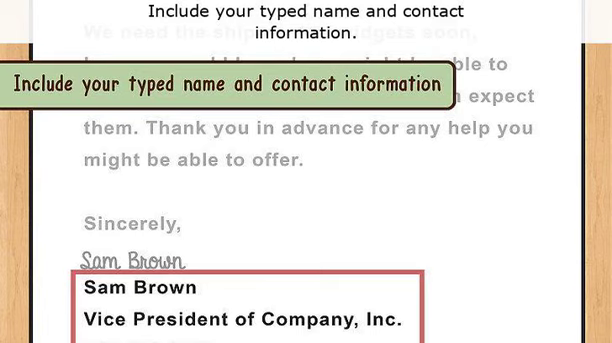Step 3. Include your typed name and contact information. Beneath your signature, type your name, title, phone number, email address and any other applicable means of contact. Give each piece of information its own line.